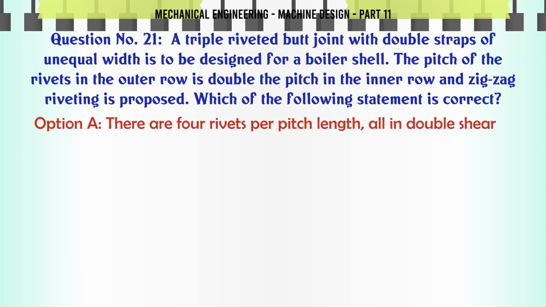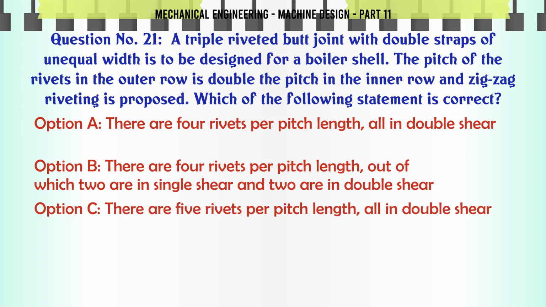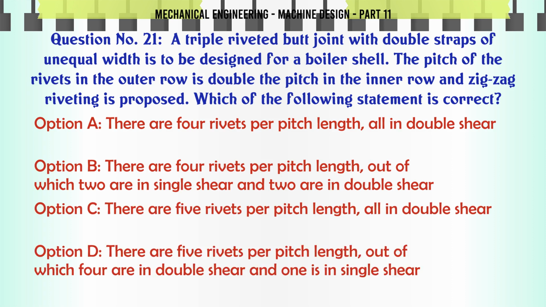A triple riveted butt joint with double straps of unequal width is to be designed for a boiler shell. The pitch of the rivets in the outer row is double the pitch in the inner row and zig-zag riveting is proposed. Which of the following statements is correct?